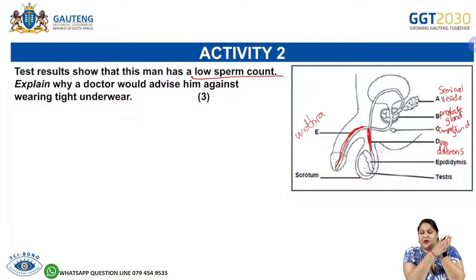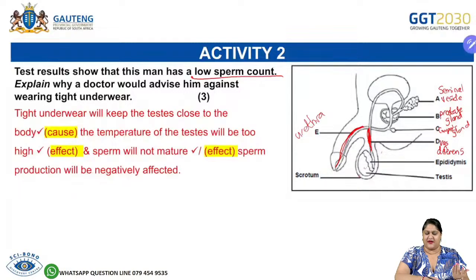And what did we say? What is the optimum temperature for sperm production? It's when it's lower than the body temperature. Okay, so we need to explain why they should not wear tight underwear. The tight underwear will keep the testes close to the body, right? The temperature of the testes will be too high and the sperm will not mature. Or you can say the sperm production will be negatively affected.